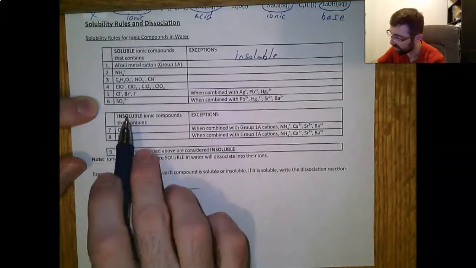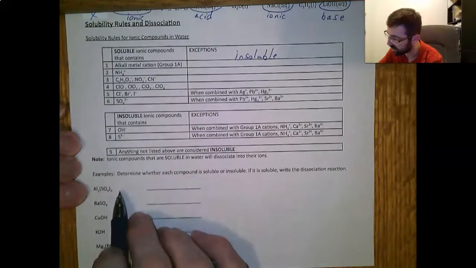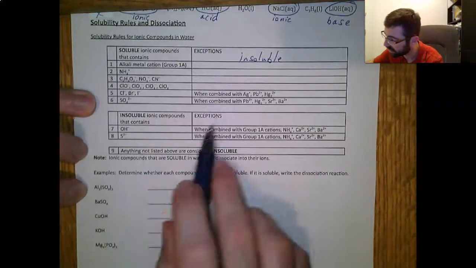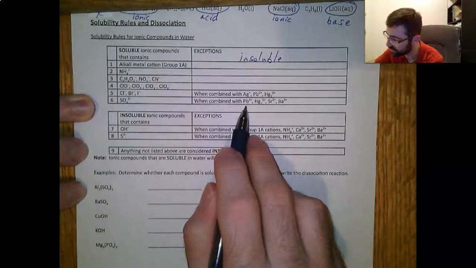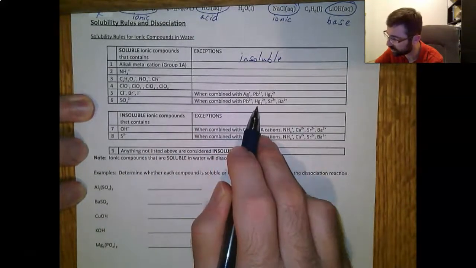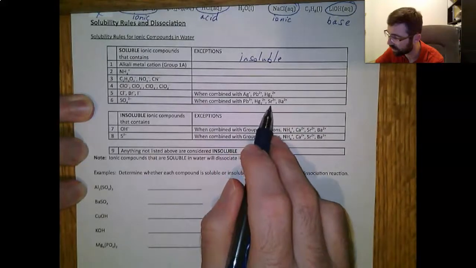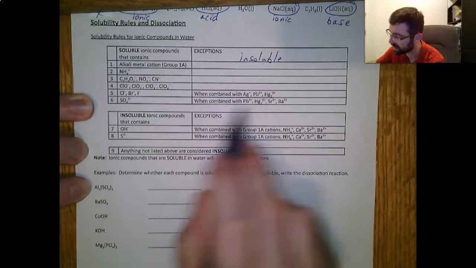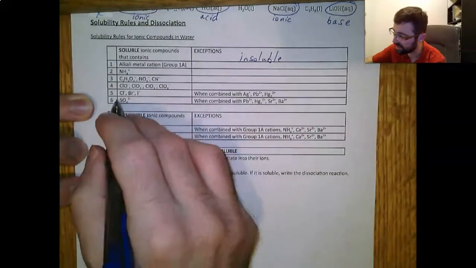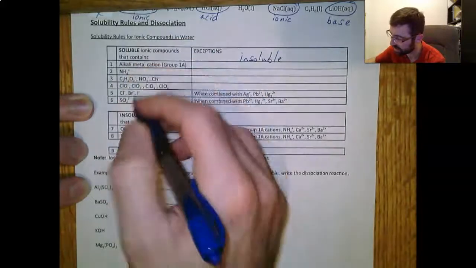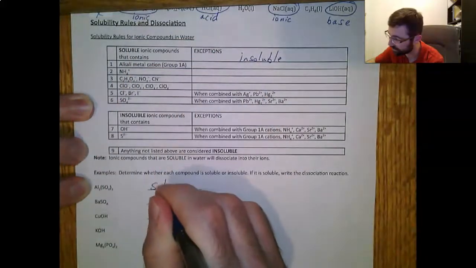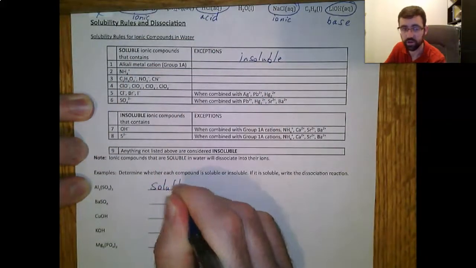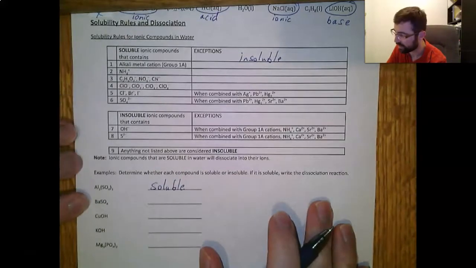So let's see. Aluminum sulfate, is that combined with lead or mercury or strontium or barium? No, it's aluminum. Aluminum's not any of those exceptions. So that means that this one is what it says in this column. It's soluble. There's a starter.